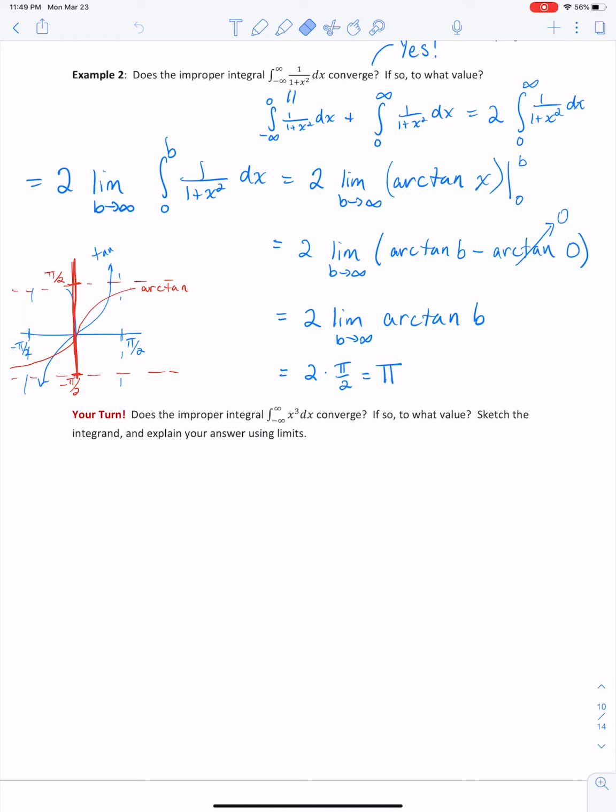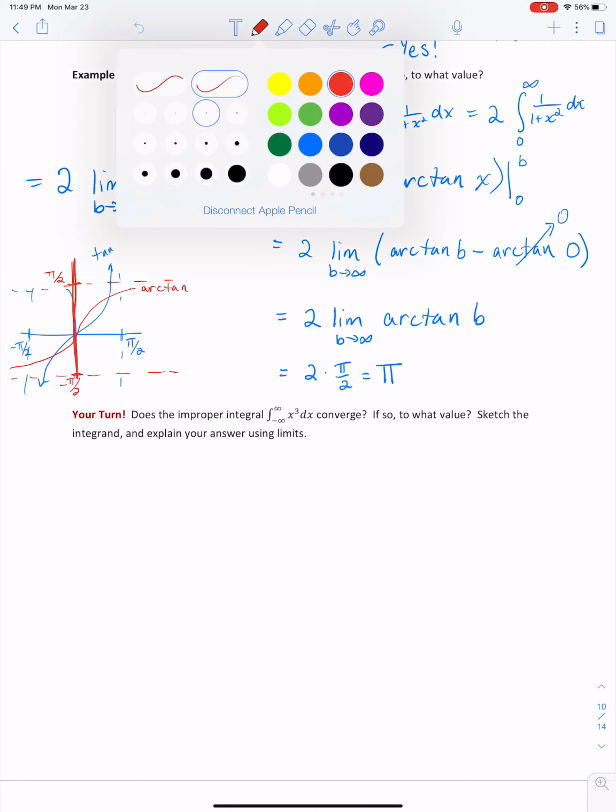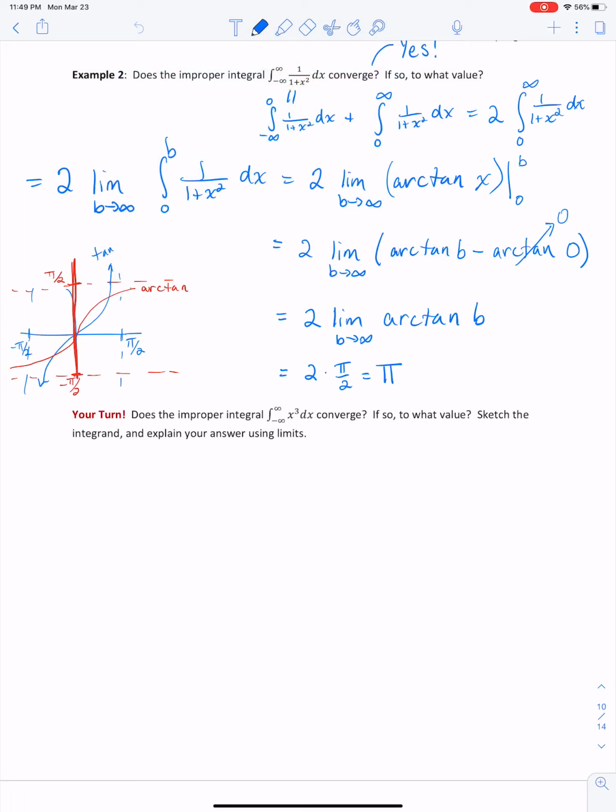The improper integral of x cubed from minus infinity to infinity, and you should have computed that the integral does not converge. You can also see that by thinking about the graph of x cubed, and you can see there's not a finite amount of signed area under the curve here.